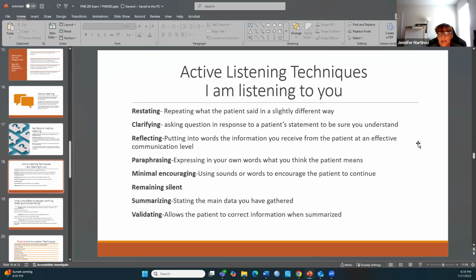Summarizing is saying the data you've gathered, and then validating allows the patient to correct information when you've summarized, right? So the patient gives you a bunch of information and you summarize it back to that patient. That gives them a chance to say, oh no, I didn't hit my head when I fell off the toilet. It was actually when I bent over to pick up my sock off the floor, I hit my head on the sink, right? It gives them a time to make sure you heard what they said, you repeated it back to them, and that gives them a chance to make sure that everything is correct.